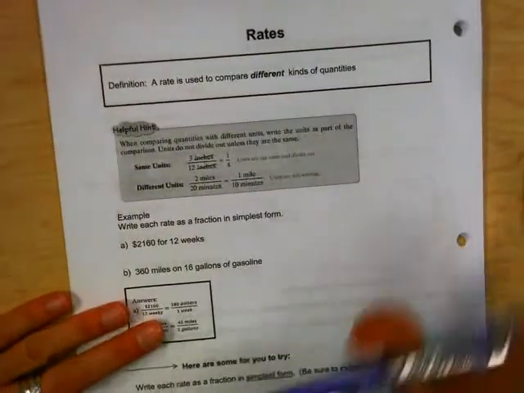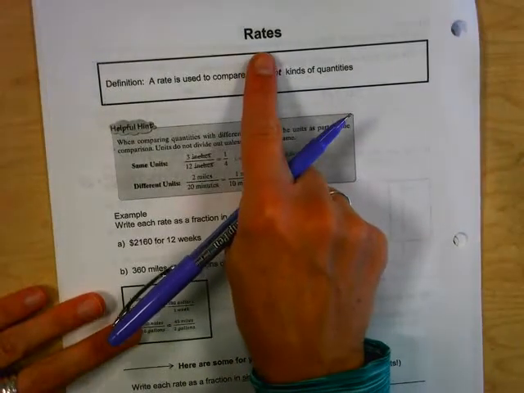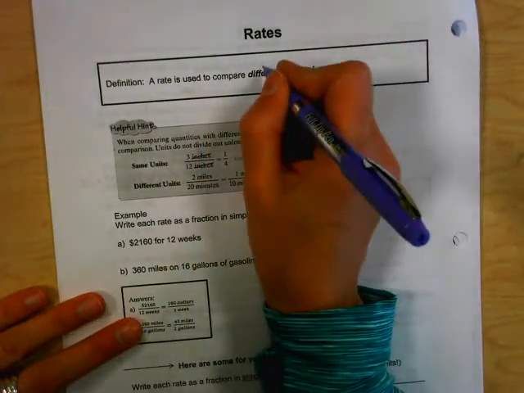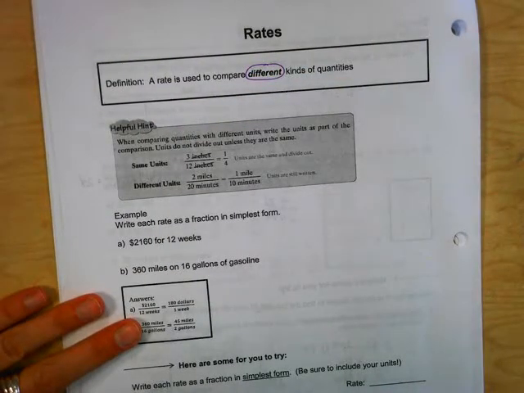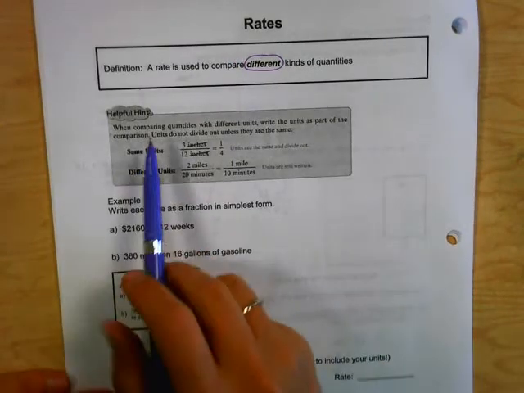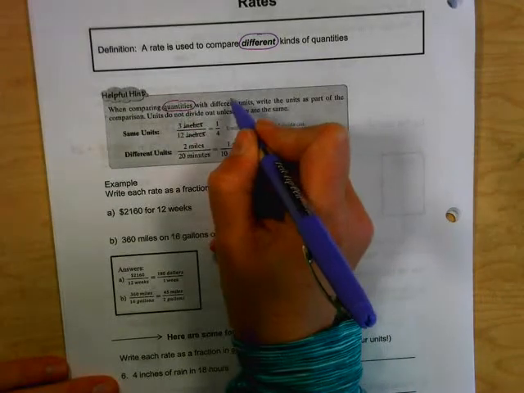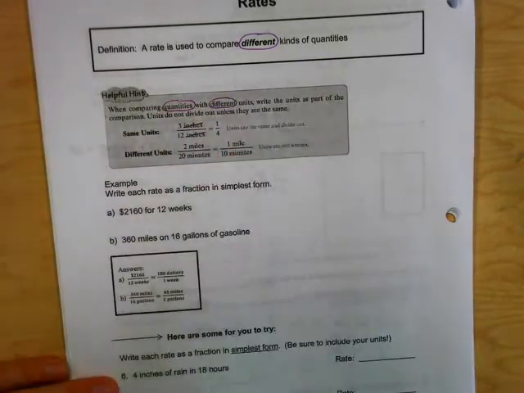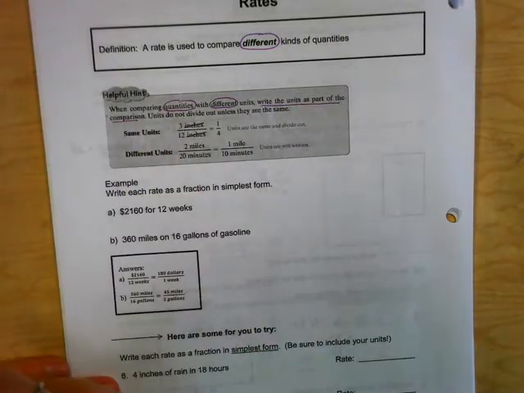All right, here we go. So let's review. A ratio was the quotient of 2 quantities, any 2 quantities. Now we're getting a little bit more specific. A rate is used to compare different kinds of quantities. Okay? Helpful hint. When comparing different quantities with different units, you need to write the units as a part of the comparison. They're not going to cancel out. The units do not divide out unless they are the same.